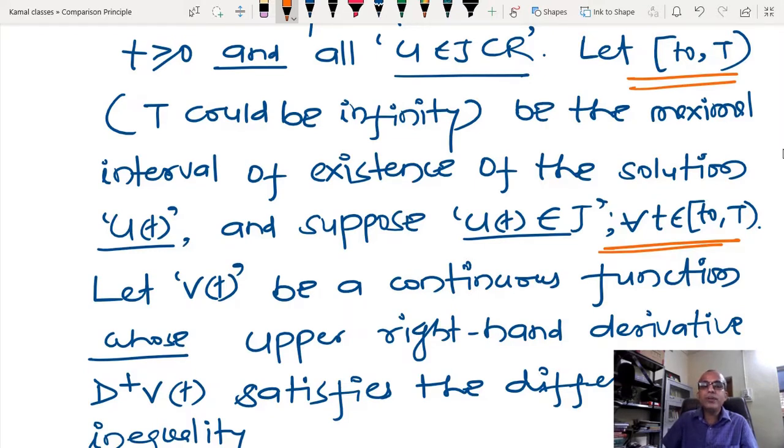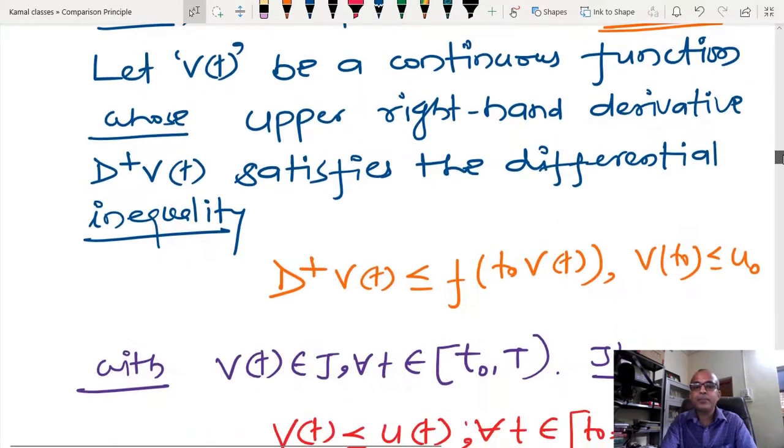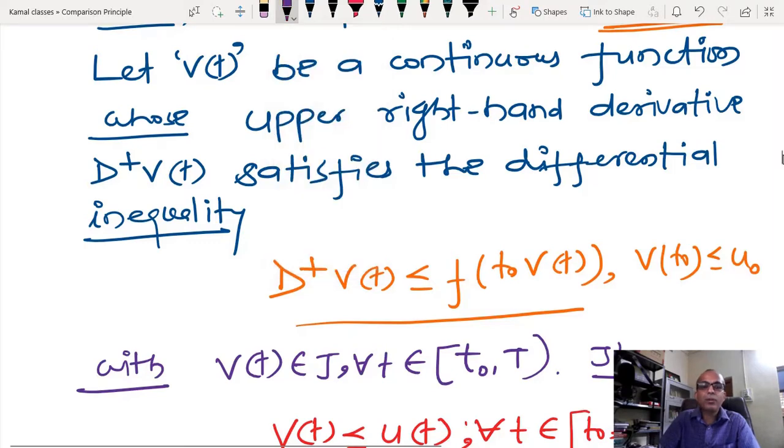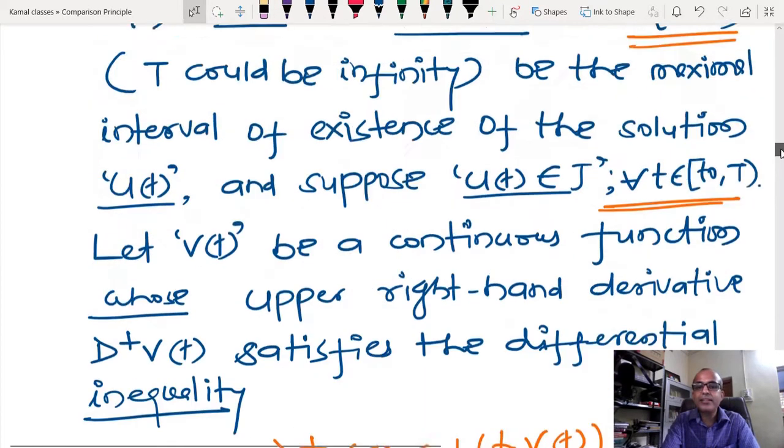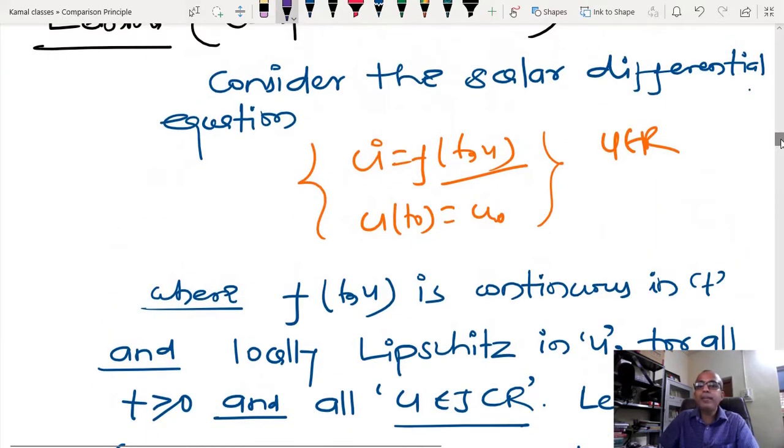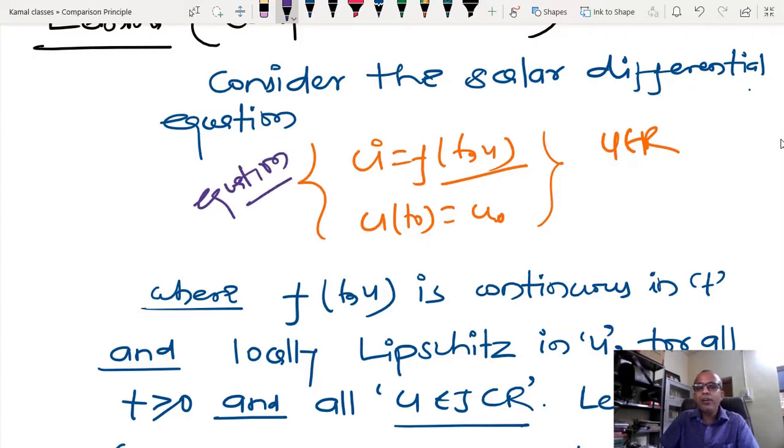Now let v be a continuous function whose upper right-hand derivative satisfies this kind of differential inequality. You can see what I have done: I started with some kind of system, and that system is u dot equals f(t, u). So I have some kind of scalar differential equation. Now in place of u, I am going to put v. Here v dot, and since it is one dimension, I can compare and convert this into some kind of differential inequality, f(t, v).